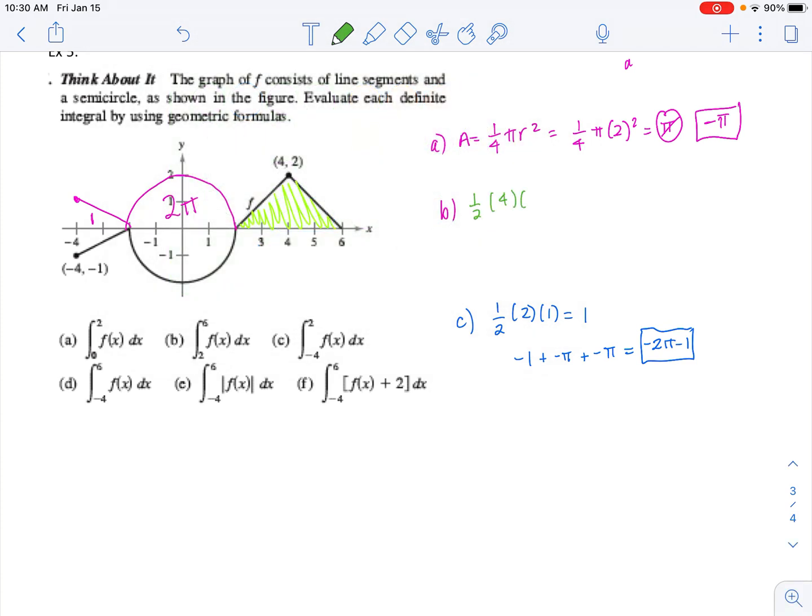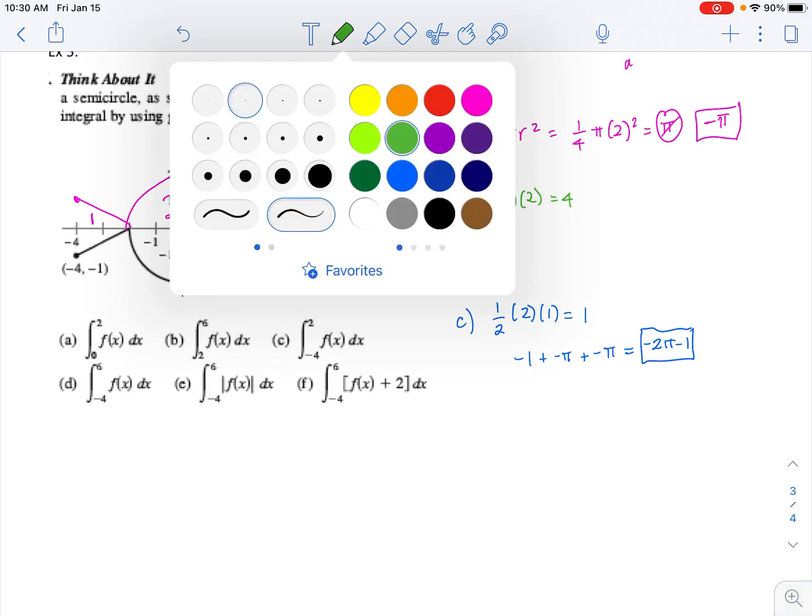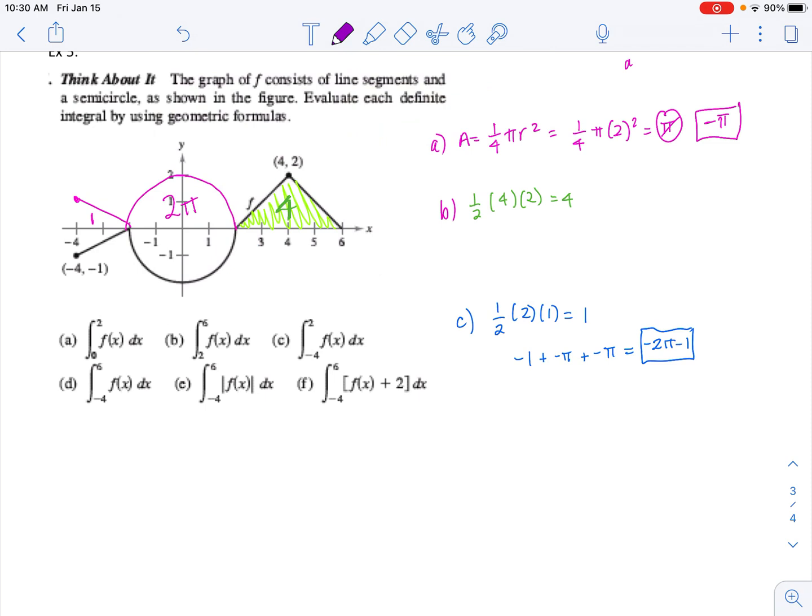1/2 4 units times 2 units. So that was 4. So our total for part C, when everything is absolute valued, or sorry, part E, would be 1 plus 2 pi plus 4. We expect a totally positive result for something that has those absolute values in it, like part C. Okay, and then F is a mind bender there.